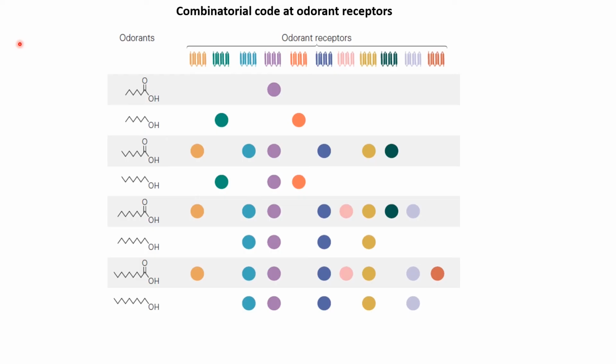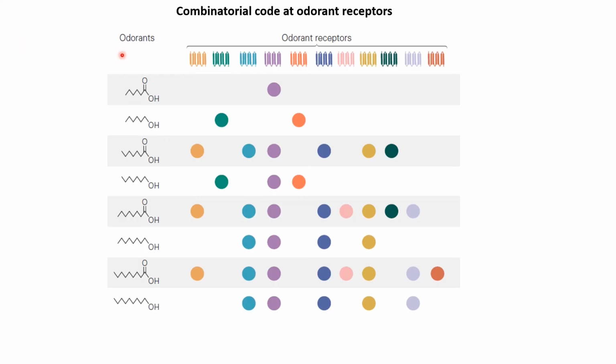And of course that is not going to be feasible because that would require us to have 1 million genes. And a typical animal has only about 20,000 or 30,000 genes in total, including every cell of the body. So clearly a one-to-one mapping between receptors and odorants is not feasible. The solution that nature has adopted is a combinatorial code at the level of odorant receptors.